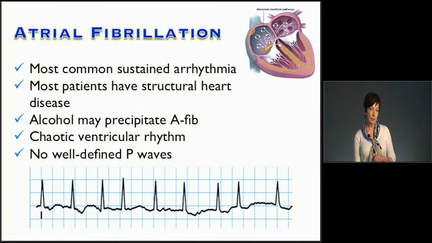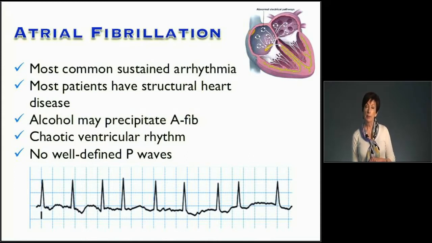All right, the next type of reentry mechanism is atrial fibrillation, and it is the most common sustained arrhythmia. And atrial fib, it's been said that it doubles the risk of sudden death compared to normal sinus rhythm. Most patients who develop atrial fib have structural heart disease, although it can be completely idiopathic, with no rhyme or reason to why a patient would suddenly develop AFib.